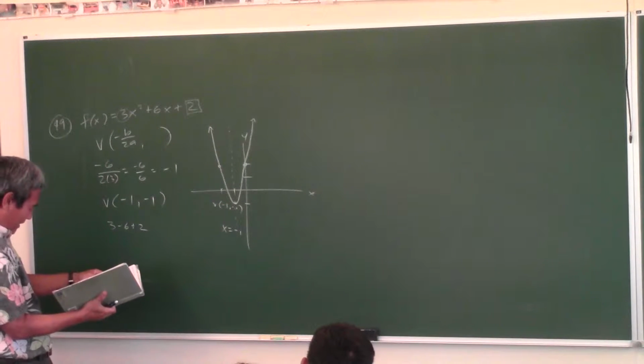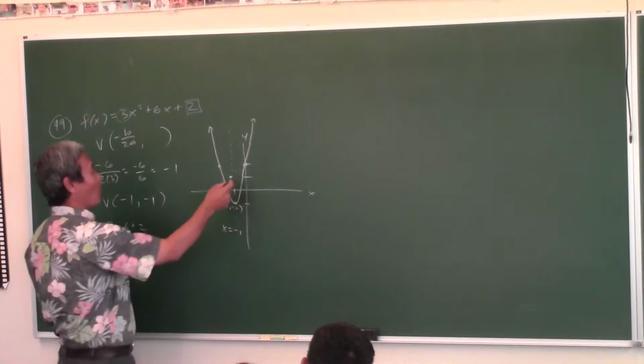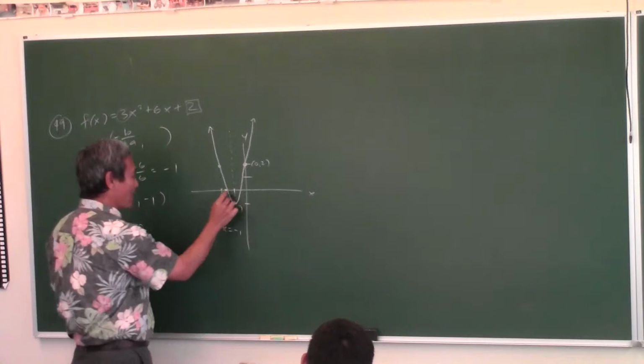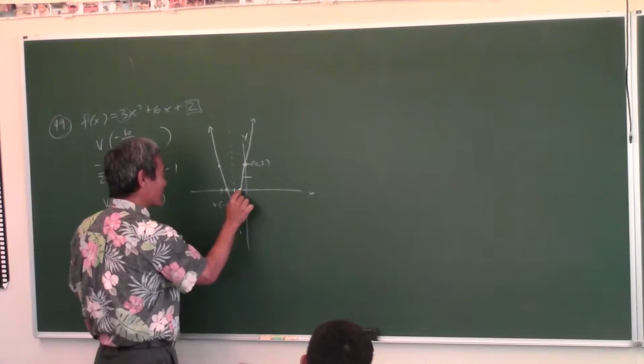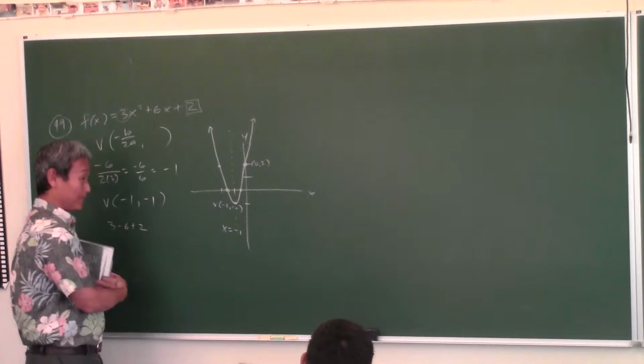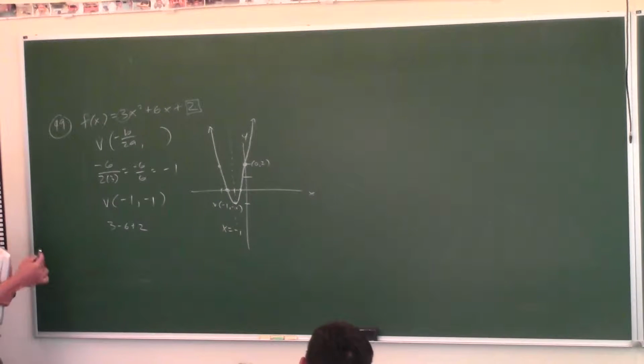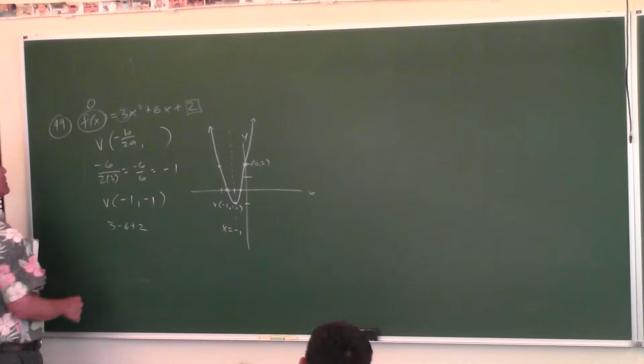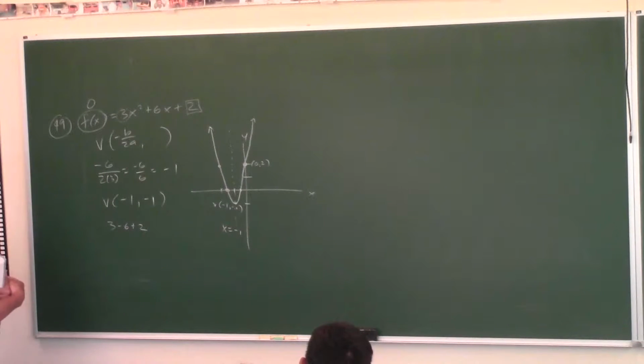What else do we have to find? X-intercepts and y-intercept. Well, the y-intercept is easy, that's 2, we already did that. Now, how do I find these x-intercepts? I showed you last time. Yeah, you set y equal to 0. So here's y, you set that equal to 0, and you solve that equation.